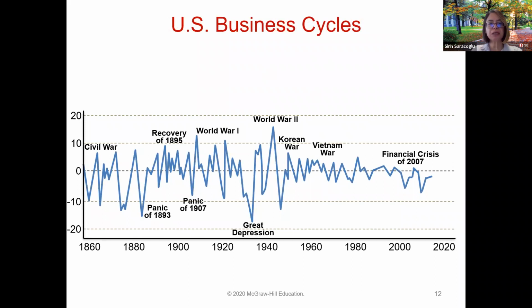So here, as you see, the real GDP in the economy, this is the US case, for example, since the mid-1800s, you see how the GDP has fluctuated over time. And as you see after the 1960s, the ups and downs in the economy have gotten smaller and smaller.